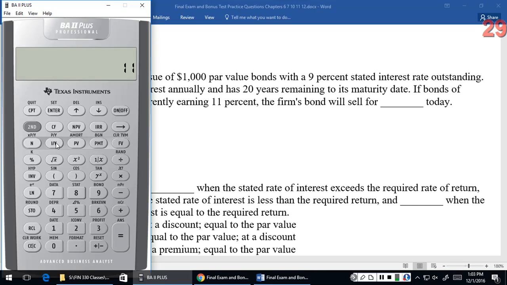11 I/Y, and 90 is my payment. So I have my 4 inputs. I want to solve for the present value, so I'll press my compute key and the PV key, and it tells me this bond should be selling for $840. Now you'll notice it's off a few cents. It's off 6 cents due to rounding, because the answer here says $840.67. But that's just because of the way they calculate it.